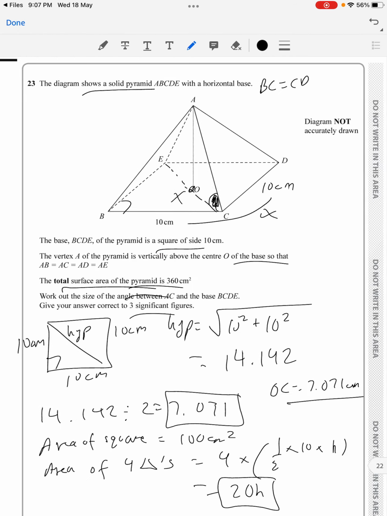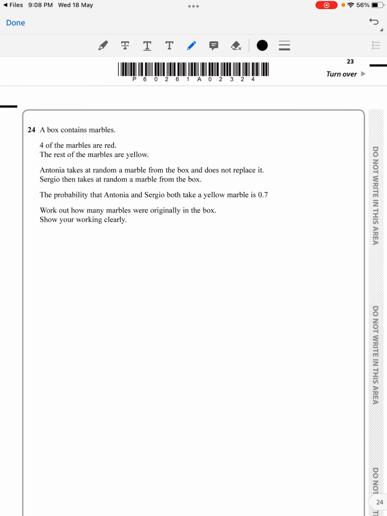So you have 59.5 degrees. That is your answer for this surface area question, right? It's a pyramid value, so that's pretty good. Let's move on to the next question.